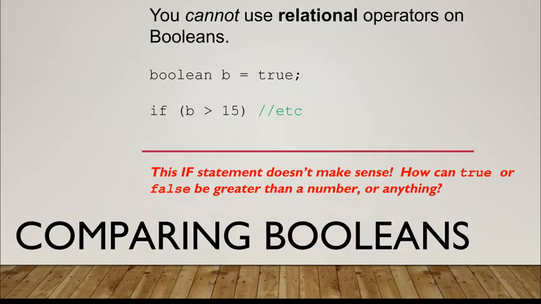You cannot use relational operators on Booleans. For example, Boolean b is equal to true, if b greater than 15. This if statement doesn't make sense. How can true or false be greater than a number or anything?